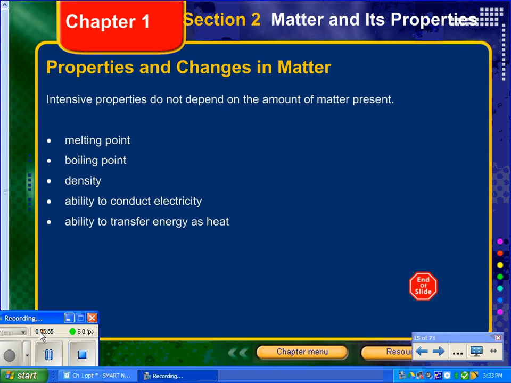So extensive depends on the amount. It will have an exact number. Intensive doesn't matter how much we have.